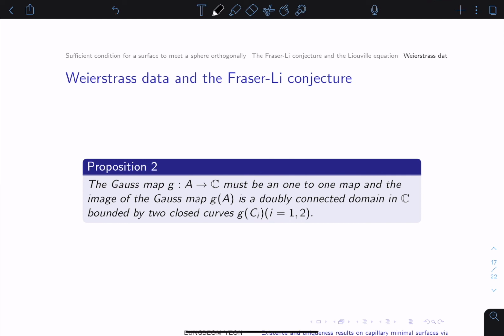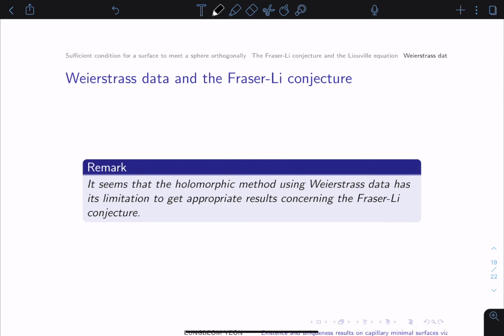And this proposition couldn't go into any other paper. So I have to say that this Weierstrass data method has its limitations. I will finish this talk with this remark. It seems that this holomorphic method using Weierstrass data has its limitations in getting appropriate results concerning the Fraser-Li conjecture. It's probably because the Weierstrass data observe only local properties, mainly, and we have to deal with the boundary conditions, and it is not a good method when dealing with two boundaries here. So I think it has its limitations.